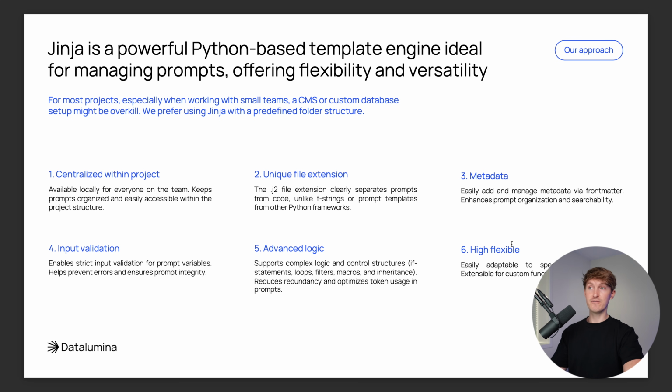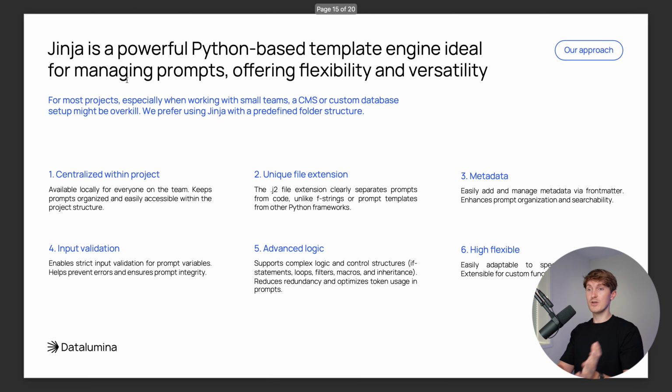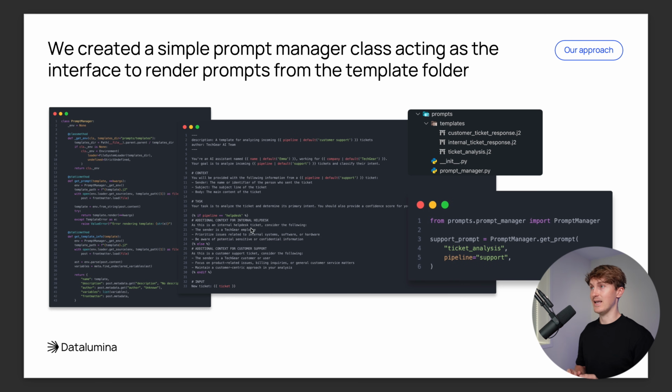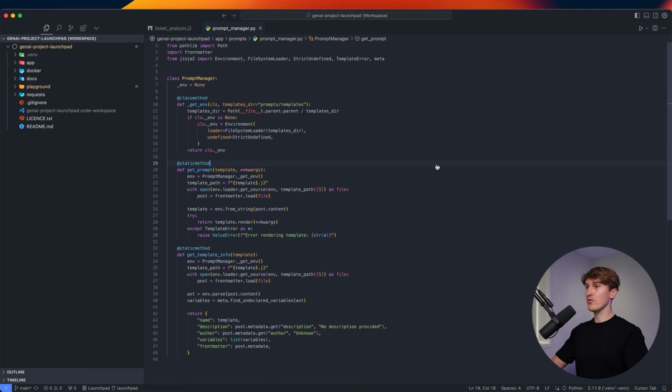And it's also highly flexible. So when you are, for example, using an external prompt management tool, there are some design choices in there. With this, you can basically do everything and tailor it specifically to your needs. So now let's look at an example. We created a simple prompt manager class acting as the interface to render prompts from our template folder. So this is the high-level overview of everything that we're dealing with, but I'm going to switch right now to the code editor. Let's see, we got everything going on over here.